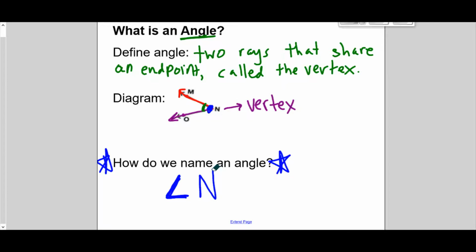Another way is we could name it with three letters. So whenever you're naming an angle, you either need to name it as the common endpoint that the two rays share, or with three letters. And all the letters, whenever you name an angle, have to be capitalized. Notice I use a capital N when I named angle N.